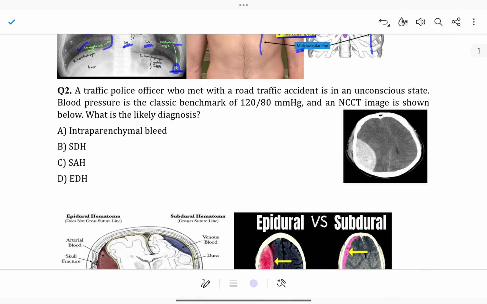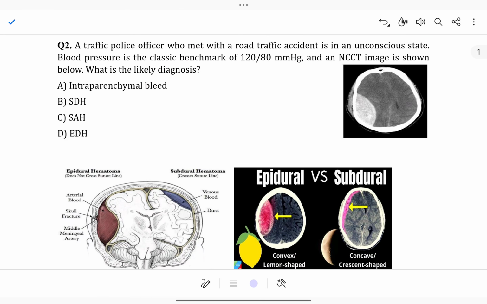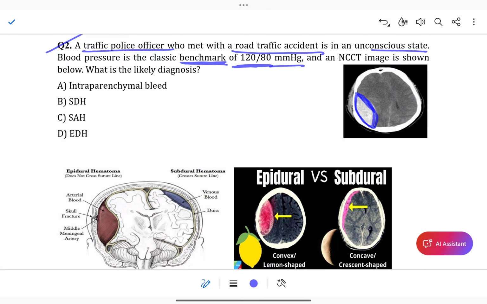Come to the second question, which is very important and mostly asked in most exams. First of all, you see this image. It's given in the picture, I'm not giving it myself. Second question: a traffic police officer who met with a road traffic accident is in an unconscious state. Blood pressure is normal, 120 by 80 mmHg, and an NCCT image is shown below. What is the likely diagnosis?